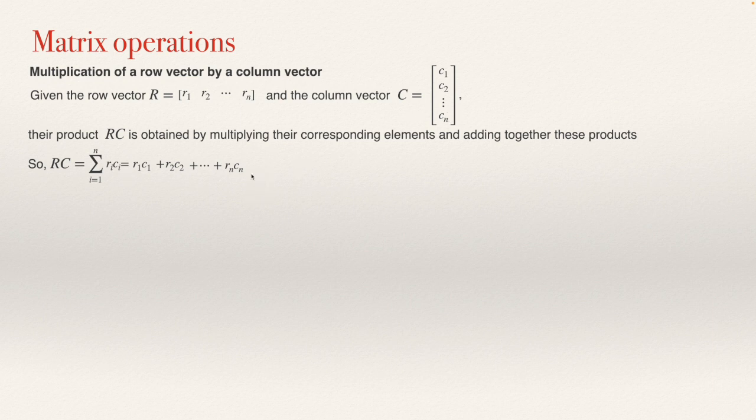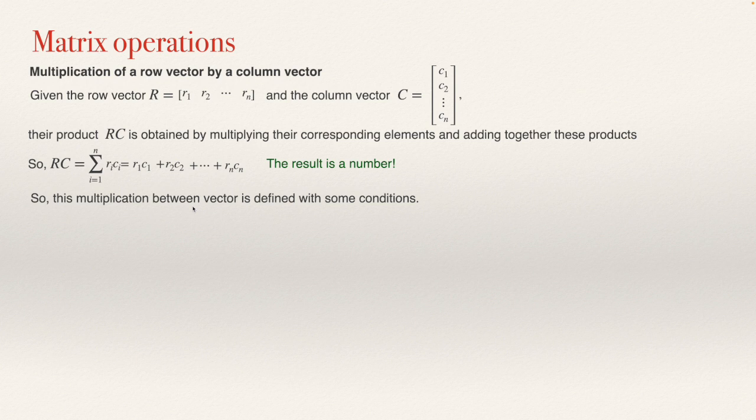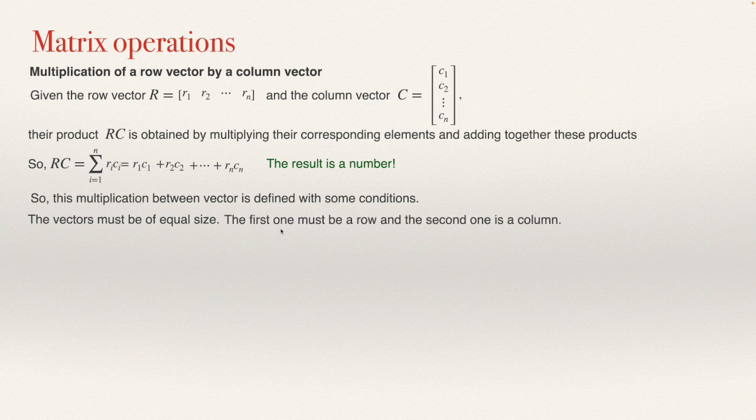Adding together, obviously, it will be a number. So the result is a number. So this multiplication between vectors is defined with some conditions. The vectors must be of equal size, so they cannot be different sizes. The first one in the multiplication must be a row, and the second one is a column. So far we have defined multiplication when the first element is a row and the second is a column.